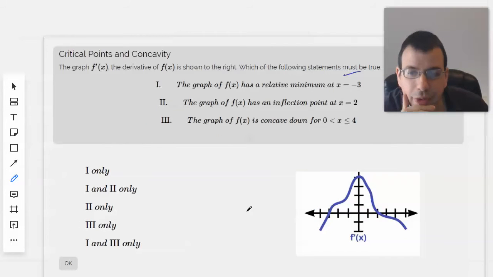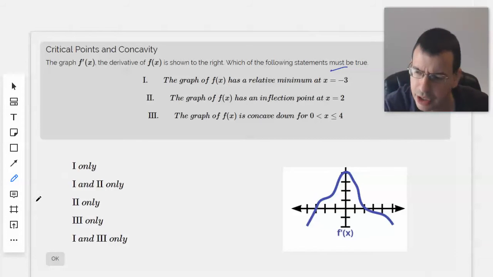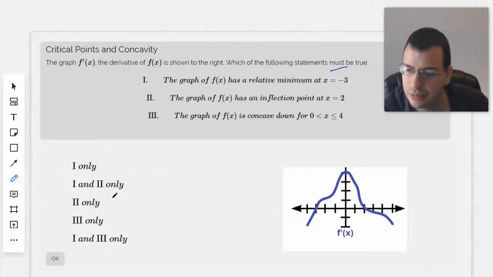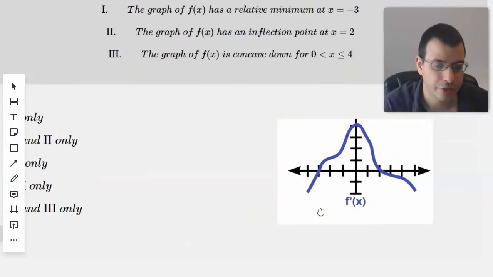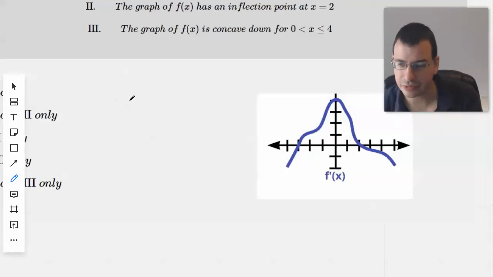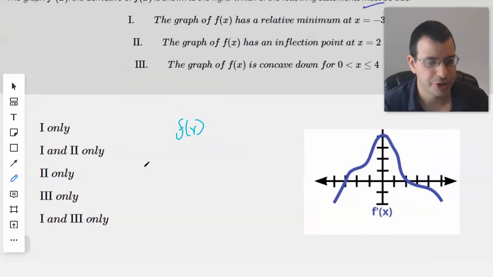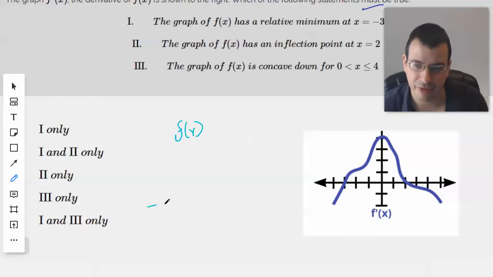Okay, so we have the graph of f of x. So here is f prime of x. I think I'll use a different shade of blue. There we go. The graph f of x has a relative minimum at x equals -3. 1, 2, 3. Okay, so this is the slope. So the slope of f of x, I'm going to draw a possible representation, though a poor representation of f of x.